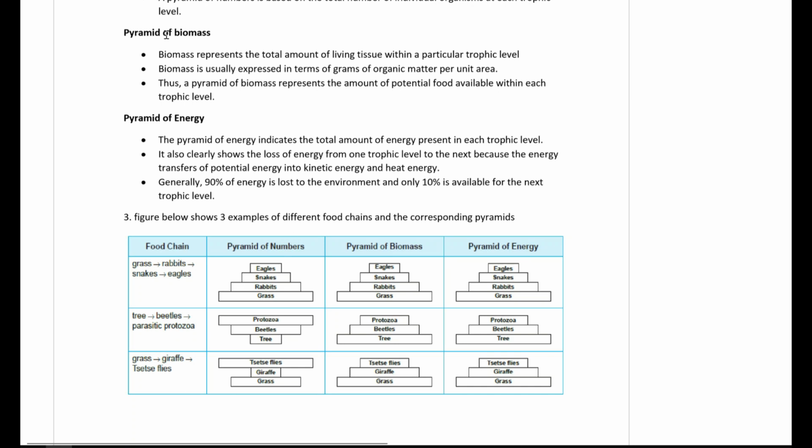Now biomass is the total amount of living tissue, which means you remove all the water. Okay, which is why it is surprising for a lot of students that in the pyramid of biomass, how can one blade of grass be heavier than the eagle? Okay, we are not comparing in terms of one each. What we are comparing is all the grass, with all the water totally removed and dried.